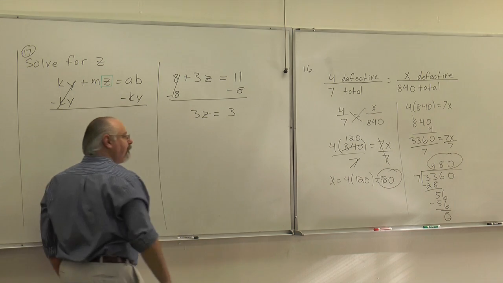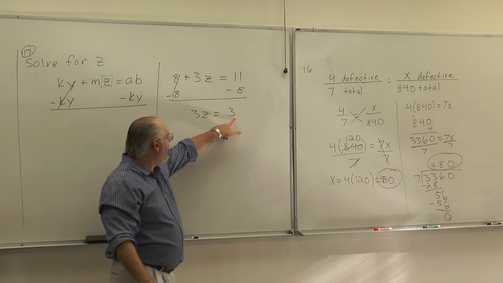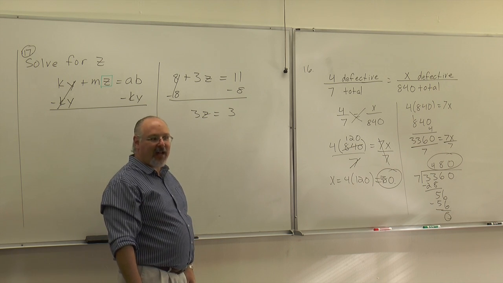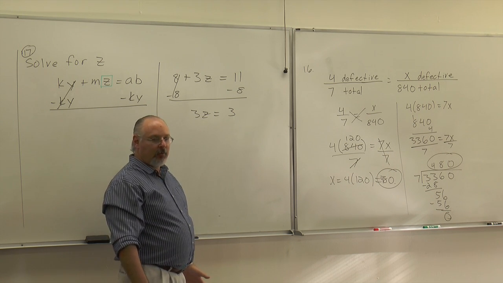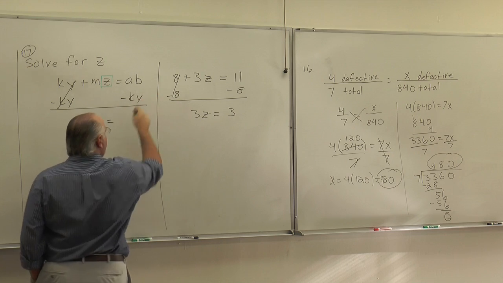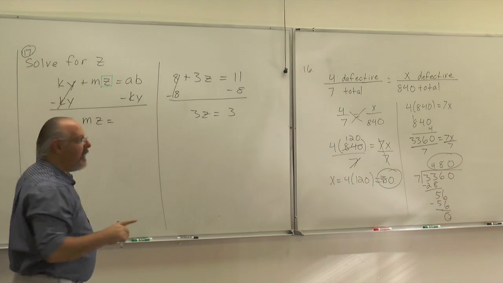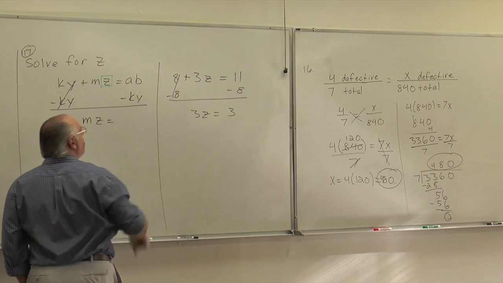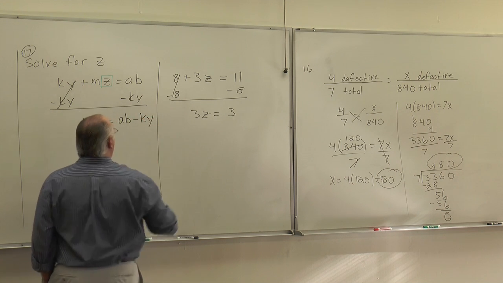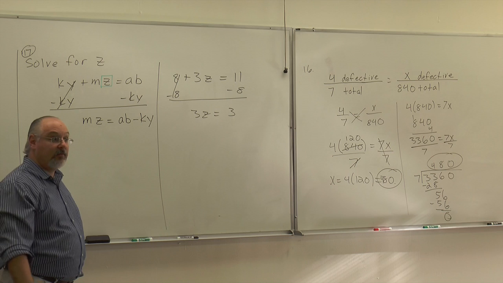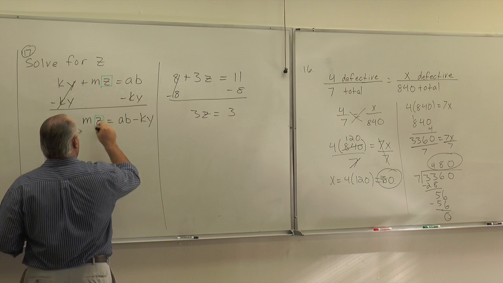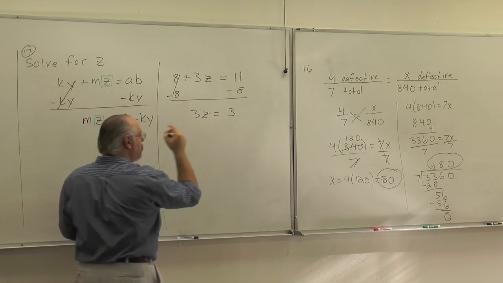But how did I get that 3? How did I get this 3 right here? From 11 minus 8. So what if I just left it as 11 minus 8? Well, I can do that here. This becomes mz equals, and if you just read it, it reads as ab minus ky. So you know what you write? ab minus ky. That's how it reads. So again, I'm solving for z. Now in this equation, what do we do?